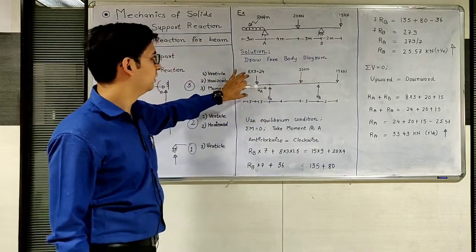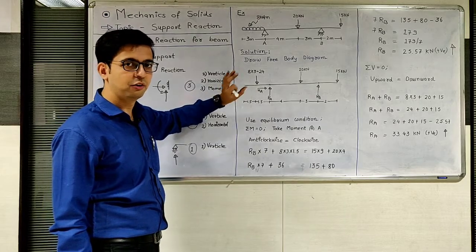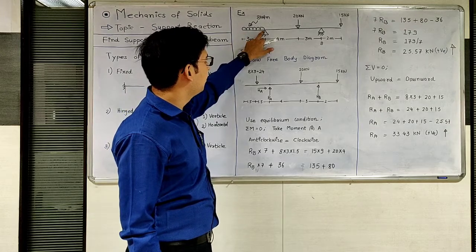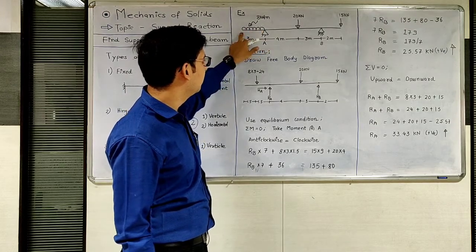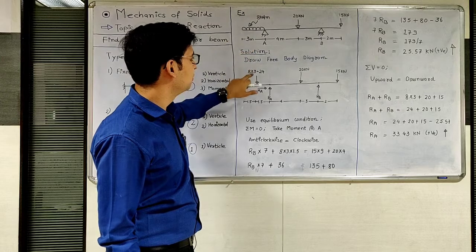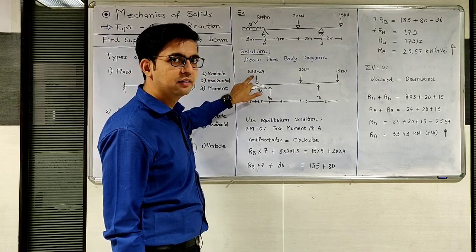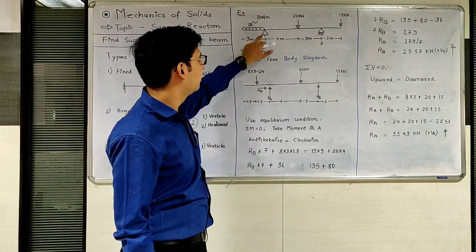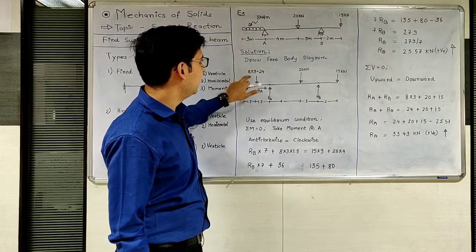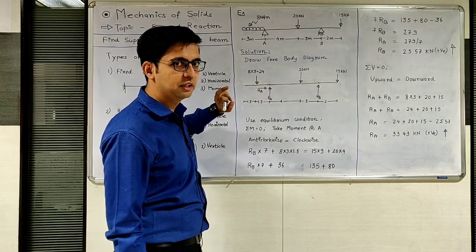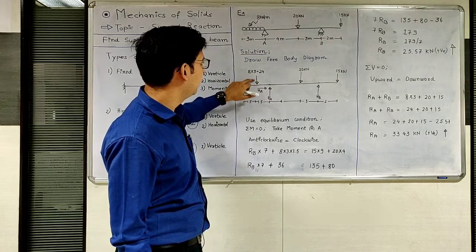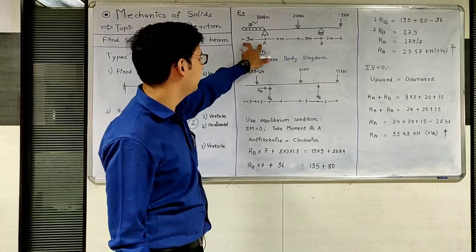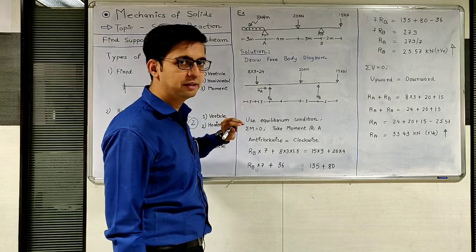First of all, to calculate the support reactions, draw the free body diagram. Here the type of load given is UDL. So convert the UDL into a point load by multiplying with the UDL span. The UDL intensity is 8 and the span is 3. So 8 into 3, you will get 24, and apply it at the center of the UDL span. The span is 3 meter, so the center is 1.5 meter.